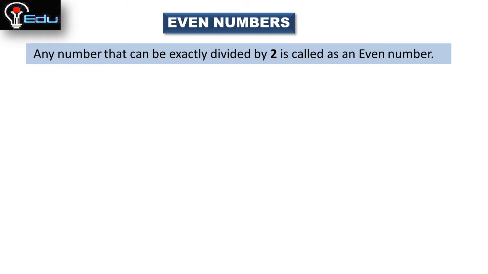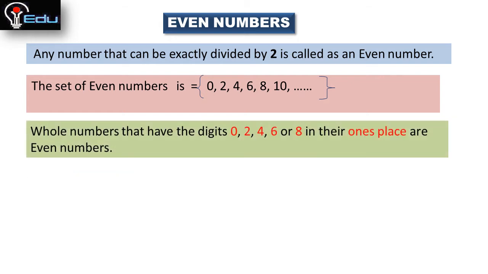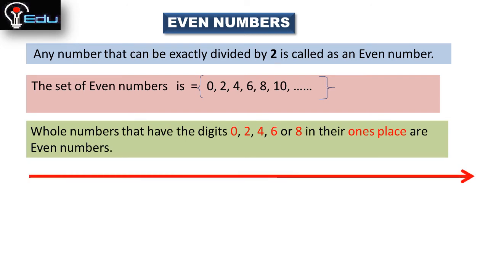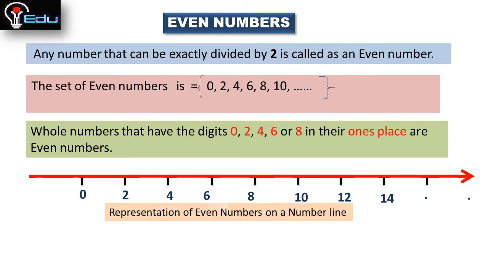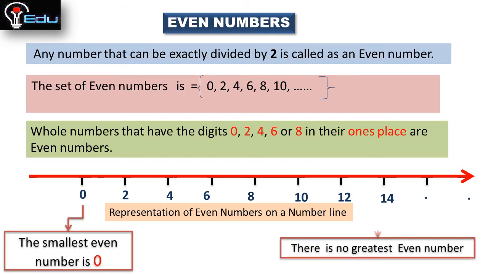So any number that can be exactly divided by 2 is called an even number. The set of even numbers is equal to 0, 2, 4, 6, 8, 10 and so on. So whole numbers that have the digits 0, 2, 4, 6 or 8 in their ones place are even numbers. So this is the number line representation of numbers, even numbers on a number line. That is 0 is the smallest even number and there is no greatest even number.